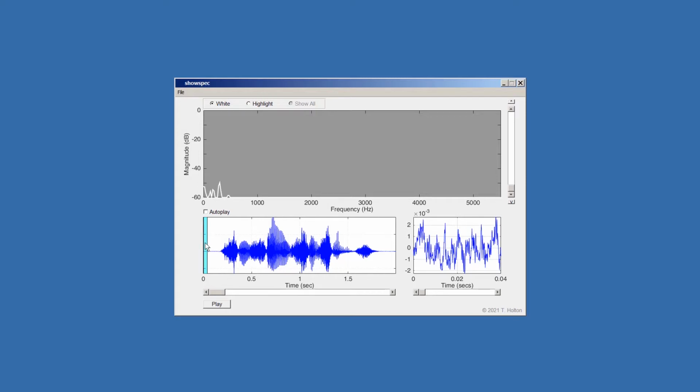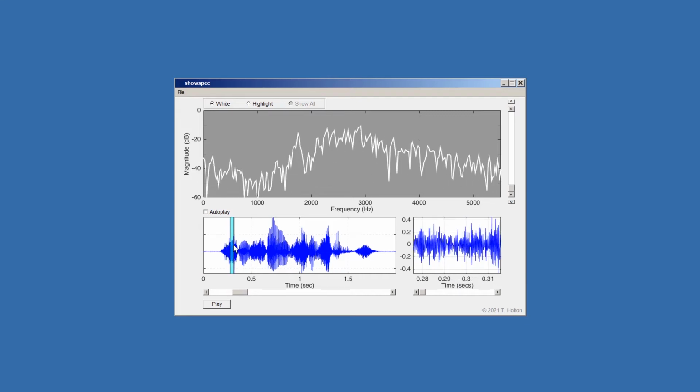The cyan bar here highlights about 40 milliseconds of the sound, which is shown expanded on this right panel. Now, speech consists of a bunch of phonemes, vowels, and consonants that are strung together in a time sequence. Here's a little piece of the consonant sh from she. Let's play it. You can point out that its time representation on the right panel here looks very noisy.